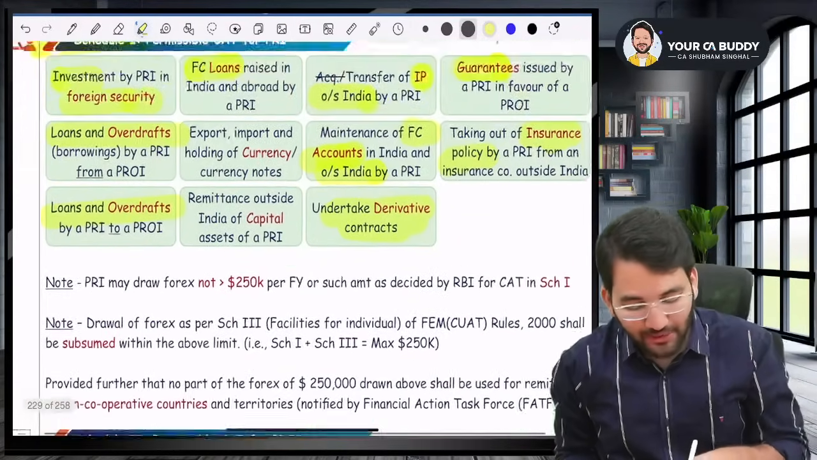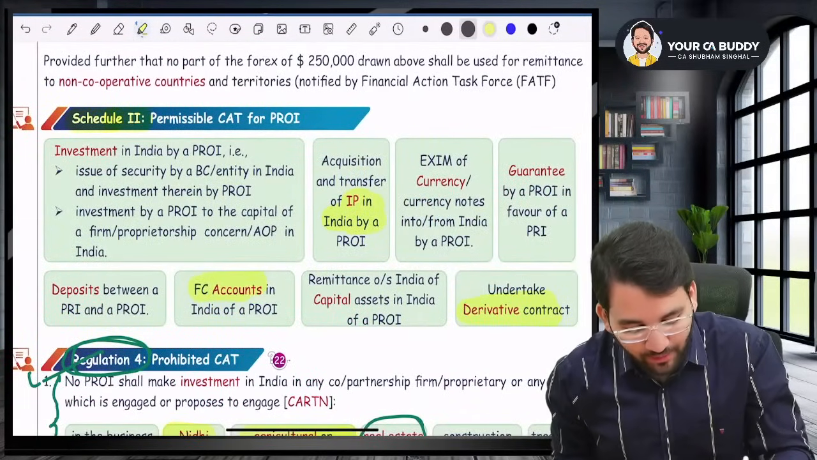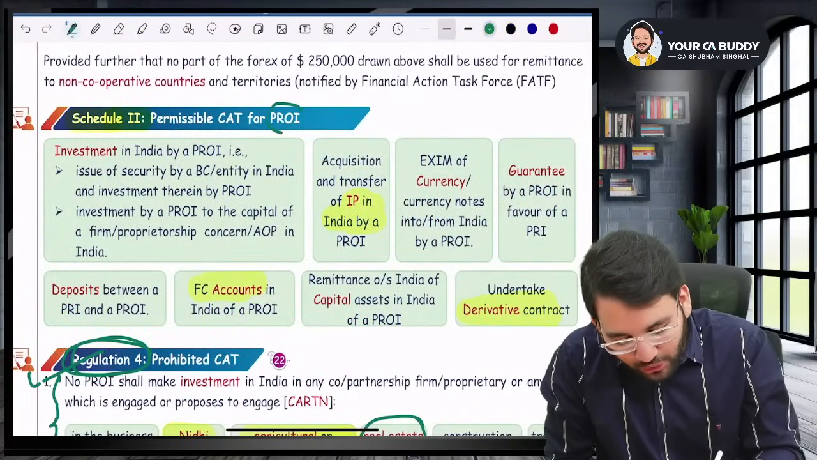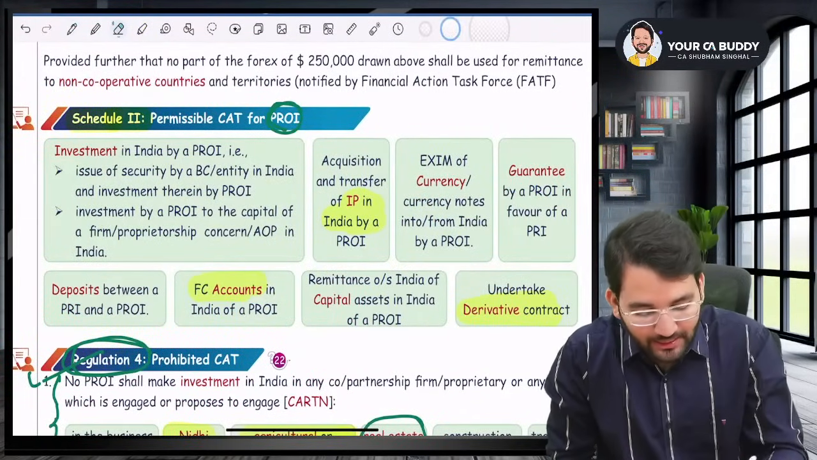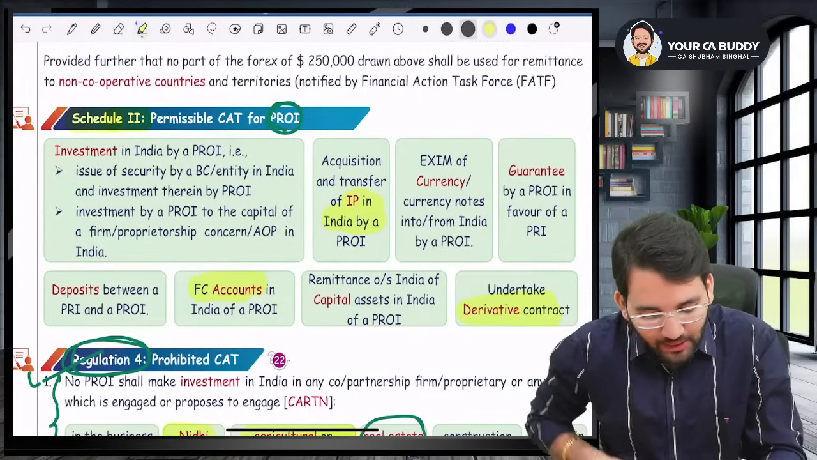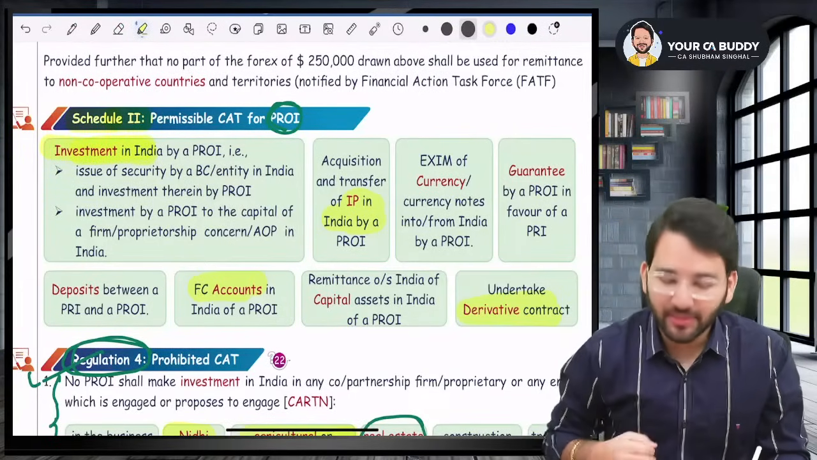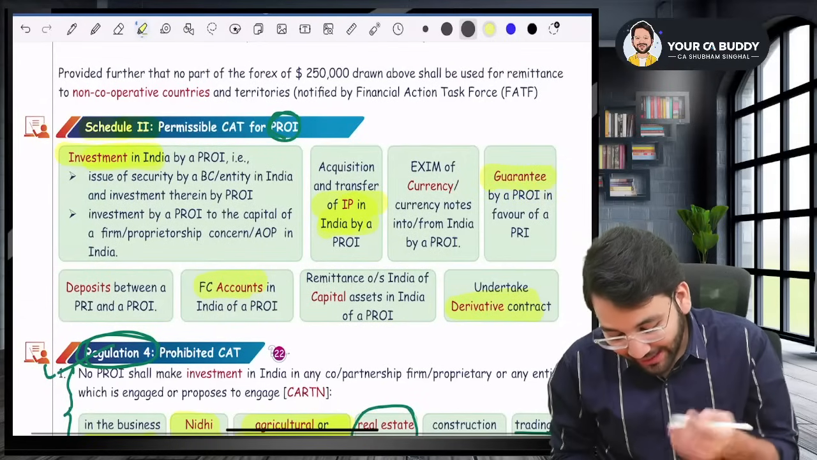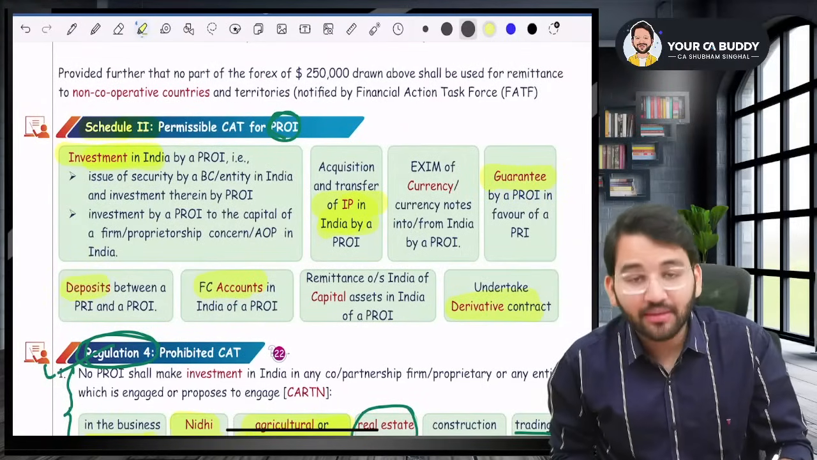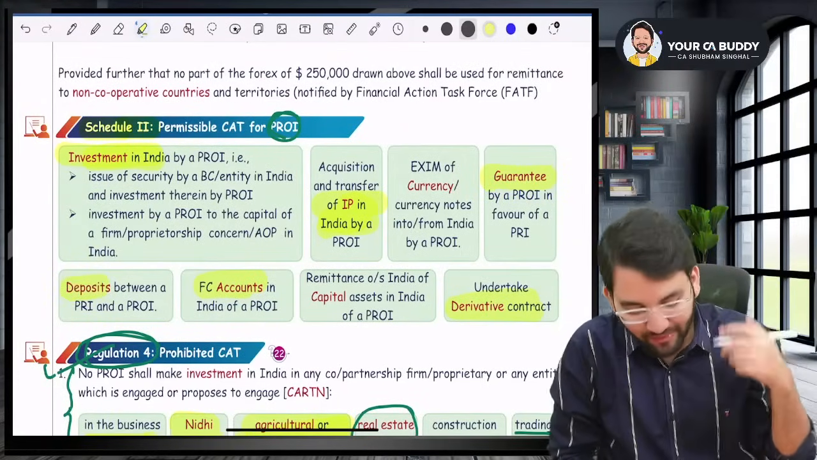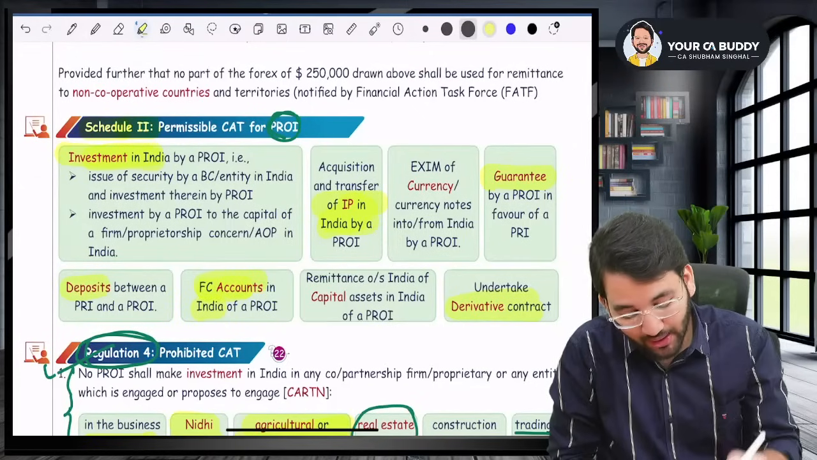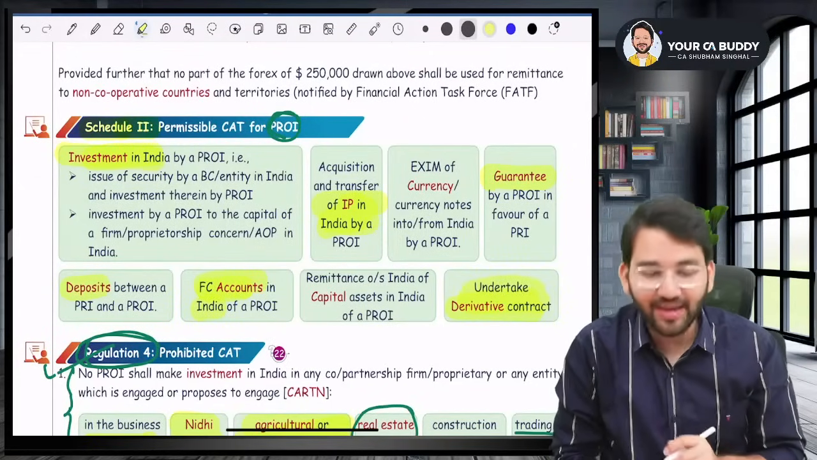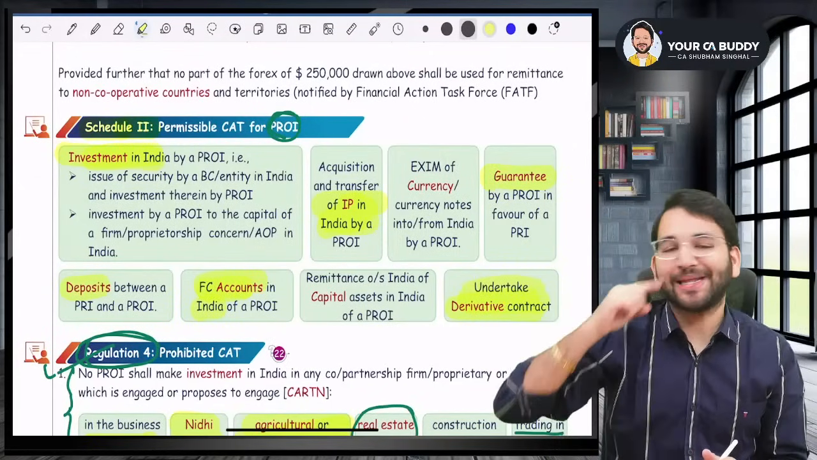But guys, please note. And what about PROI? Sir, PROI can also do similar things in India. So they can make investments in India. They can have immovable properties in India. They can give guarantees in India. They can take deposits from India. They can give deposits in India. They can have a foreign currency account in India, and they can undertake derivative contracts. These are the things that they can do.